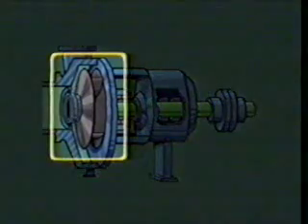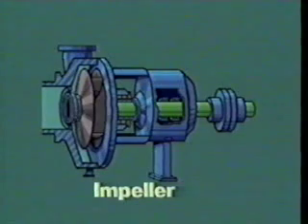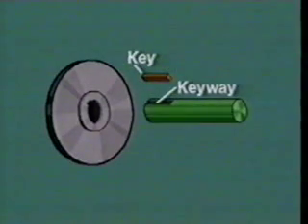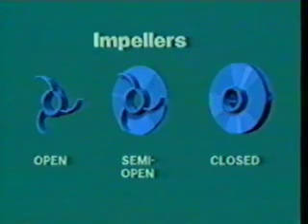This circular device is an impeller. The impeller fits snugly on the shaft and is usually pressed on. It can be held in place by several methods, but the most common is with a key and keyway. The impeller is the most critical part of a centrifugal pump. Why? Because its size and shape and the speed at which it turns determine pump capacity. There are three types of impellers: open, semi-open, and closed.